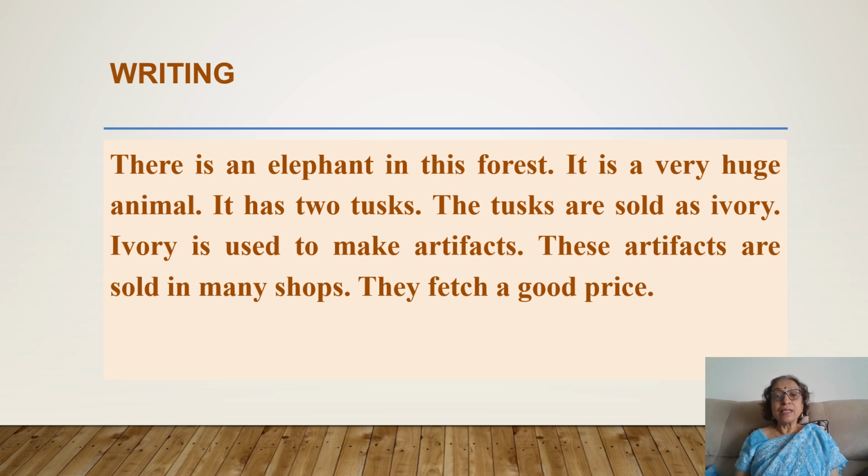Similarly, earlier also, it has two tusks. Now, the tusks can be replaced by they. So you can say, it has two tusks, they are sold as ivory. Ivory is used, instead of saying, it is used to make artifacts. Now, each pronoun refers to the noun before it, so you can understand. But using the noun makes it clear. Your paragraph writing improves if you don't repeat a word very often.